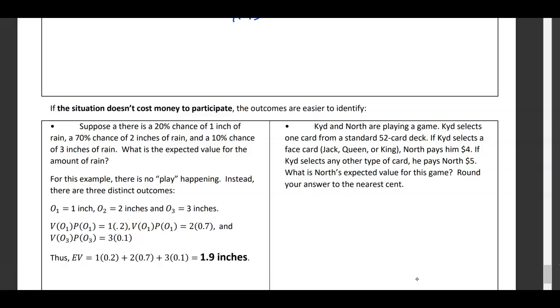All right, so to North. North pays $4, so minus 4. The probability of that happening is if kid selects Jack, Queen, or King. There's 4, 8, 12. There's 12 out of 52 cards that are Jacks, Queens, or Kings. And in those cases, North loses $4. But he gains $5 the rest of the time. That's 40 out of 52. I just did 52 minus 12. Got 40. Those are the other types of cards.